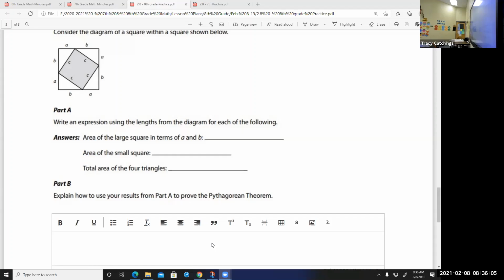How do you find the area of a square? Multiply the length by the width. Or in other words, side by side, since it's a square. So that'll be side times side. So in other words, side squared. So what is one side length of the larger square?